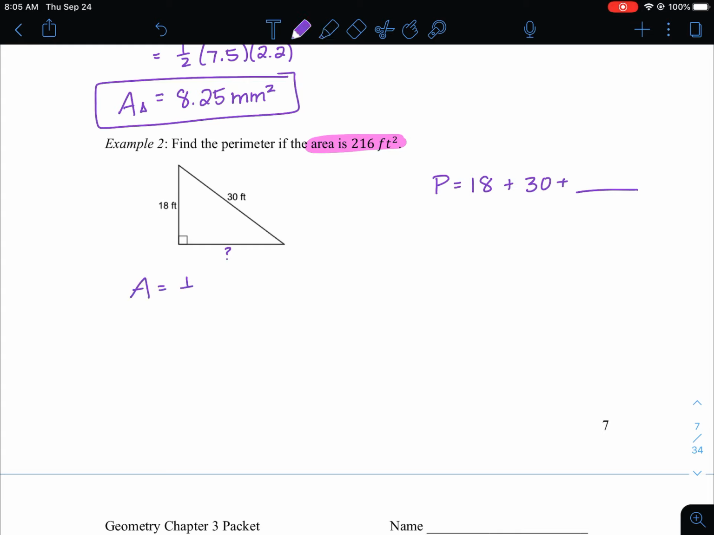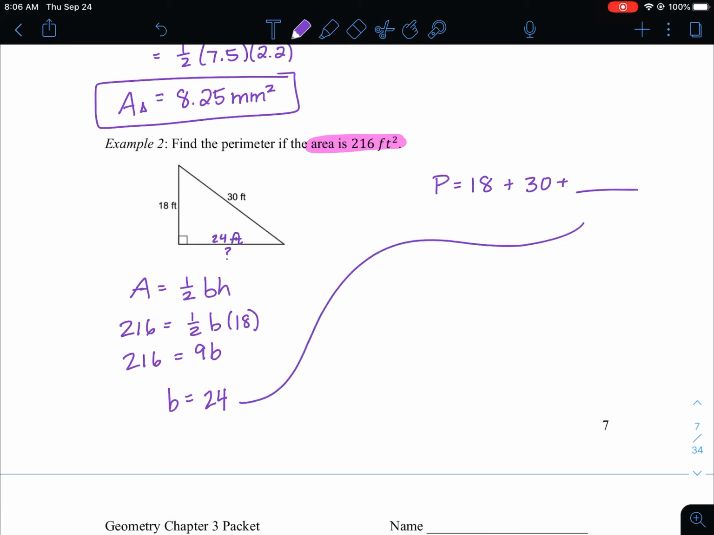So let's see what the area formula is. The area formula is 1/2 base times height. The base we don't know. The height we do know is 18, and they told us the area, 216. So 216 is equal to 9B, and dividing both sides by 9, we get that B is 24. So this side is 24 feet. We can now substitute that into our perimeter: 18 plus 30 plus 24, and we find that the perimeter is 72 feet.